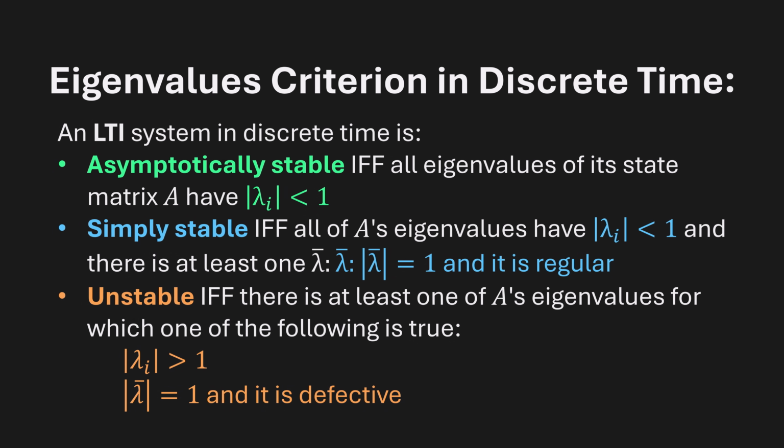This suggests the eigenvalues criterion in discrete time, which then extends to complex eigenvalues. An LTI system in discrete time is asymptotically stable if and only if all eigenvalues of its state matrix A have magnitude less than 1, simply stable if and only if all of A's eigenvalues have magnitude less than or equal to 1 and there is at least one eigenvalue with magnitude 1 and it is regular, unstable if and only if there is at least one of A's eigenvalues for which one of the following is true, either the magnitude is greater than 1 or it's equal to 1 and it is defective.